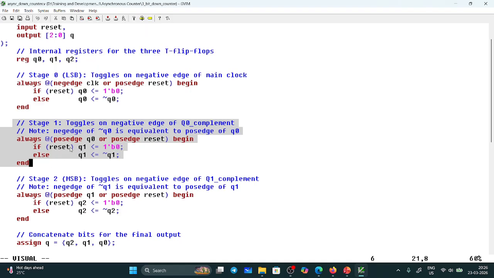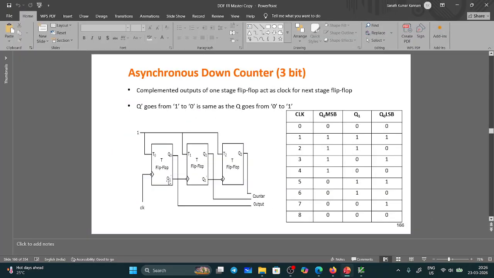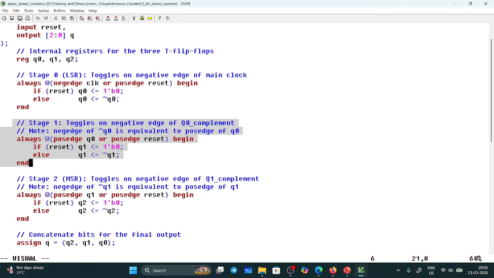Actually, within the diagram, when Q naught dash output is coming, this is acting as a clock for the next flip flop. After getting this output only, it is acting as a clock for the next flip flop. So that means from here, negative edge of complement of Q naught is equivalent to what? Positive edge of Q naught. So that's why I wrote here posedge of Q naught.